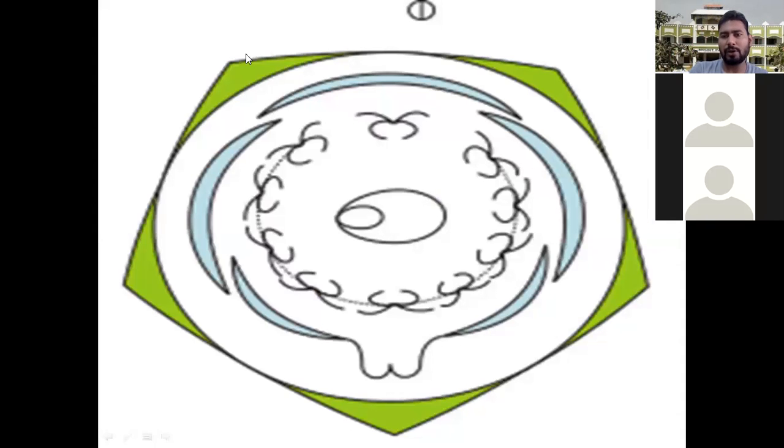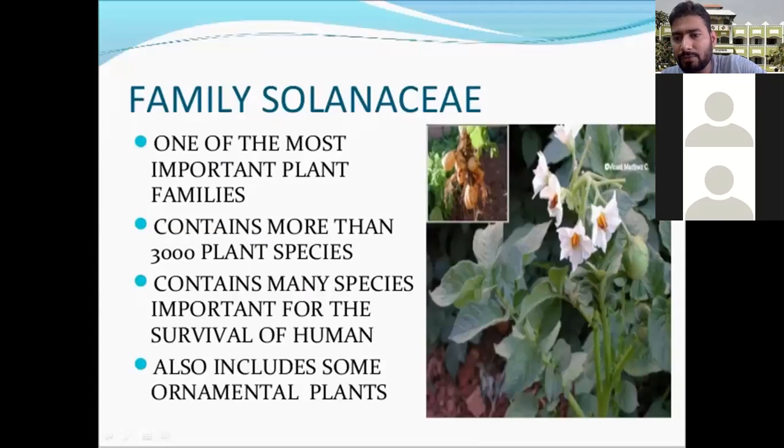Again, this floral formula you have to practice. Without practice you can't draw. Okay, so everyone should practice. And this flower they have present here. Okay, this flower generally present. This is the floral formula. Floral diagram, floral formula, clear?